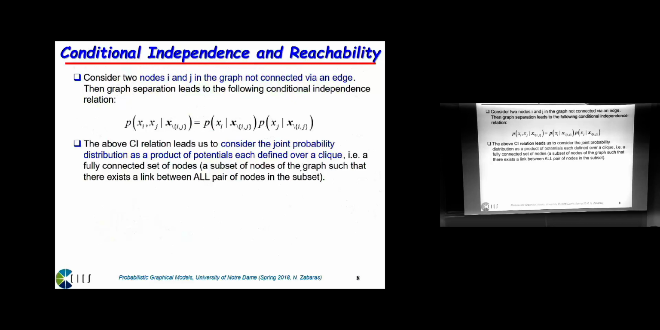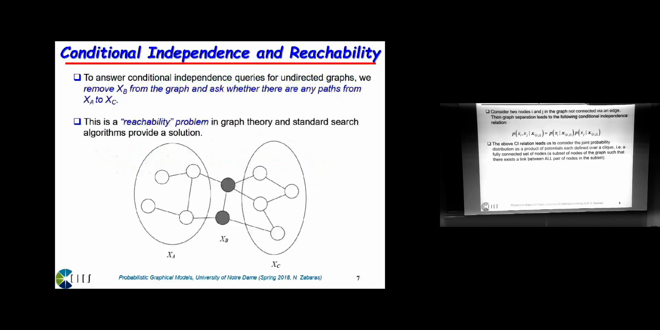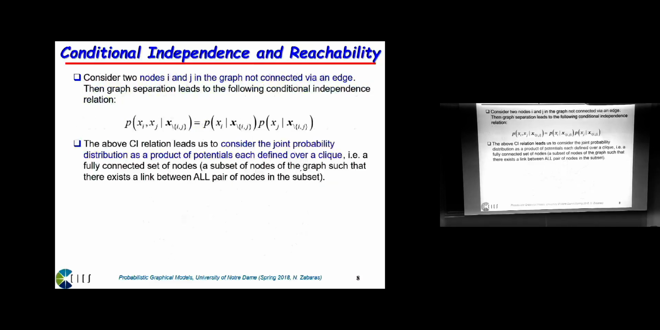Is this equation correct? I want you to look at this equation and tell me. Basically what I say here, we have two nodes on the graph, and I'm assuming that they're not connected. So a node I and a node J, not connected. Is this equation, based on my graph, this conditional independence condition, correct?